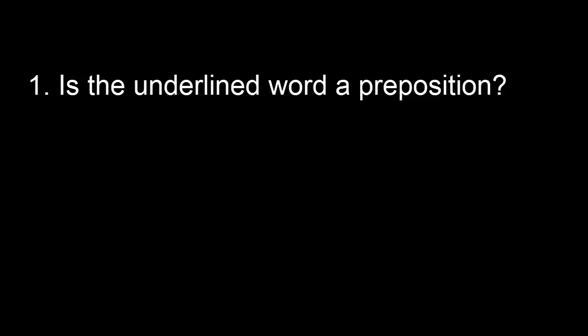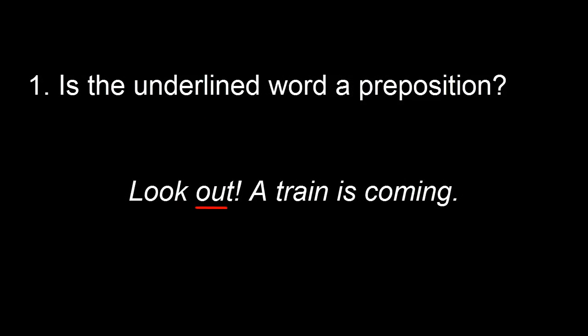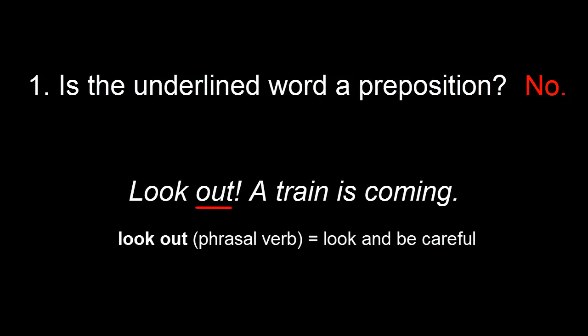One, is the underlined word a preposition? Look out, a train is coming. Here, out is not a preposition. Your first clue is that there is no object. Out here is a particle. The verb look and the particle out form a phrasal verb. This phrasal verb means be careful. It serves as a warning.